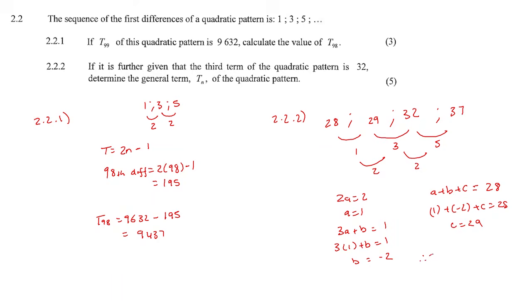We then can say our Tn formula is an squared, which is 1n squared, plus bn, so minus 2n, and then plus c, which is plus 29. And that becomes our general formula.